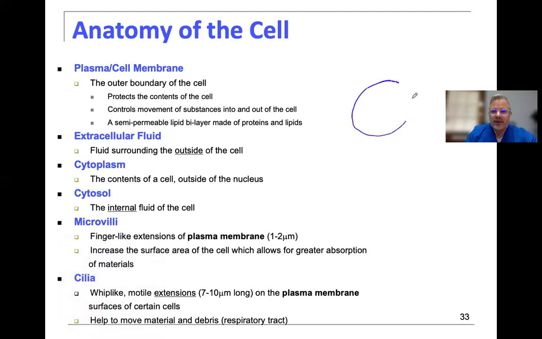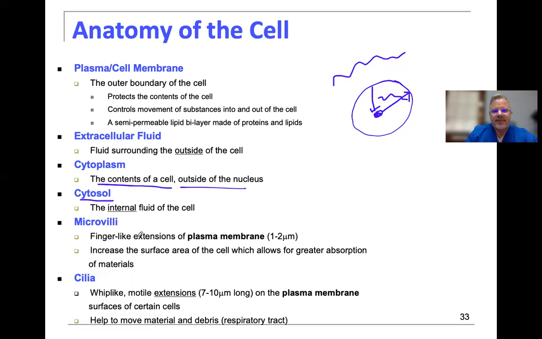So here's the cell, outside is extracellular, and then inside is intracellular. Okay, so extracellular fluid is outside. The cytosol is the liquid in here. All right, cytoplasm is everything from the cell membrane to the nucleus. The cytosol is just the internal fluid. Okay, the cytoplasm is the contents of the cell. We're thinking all of the organelles outside of the nucleus, right? From the nucleus in to that cell membrane.